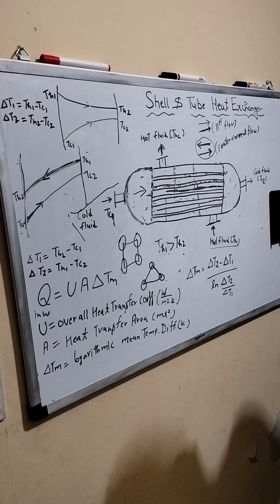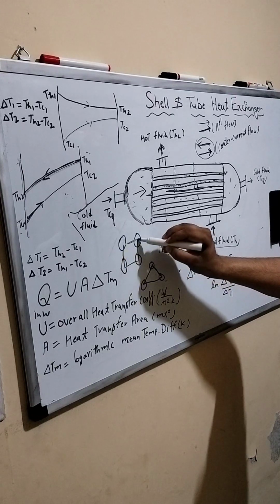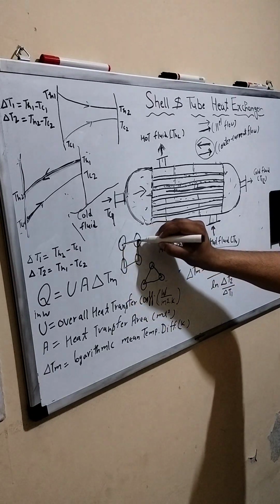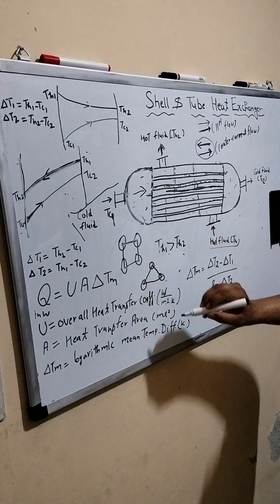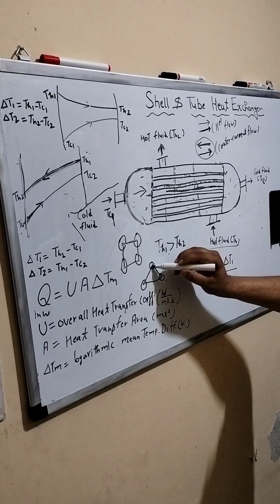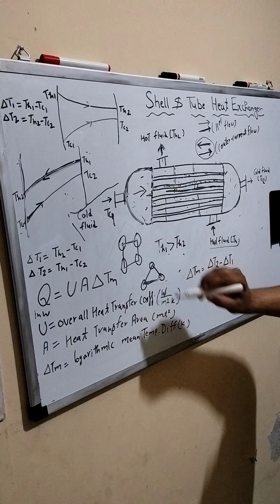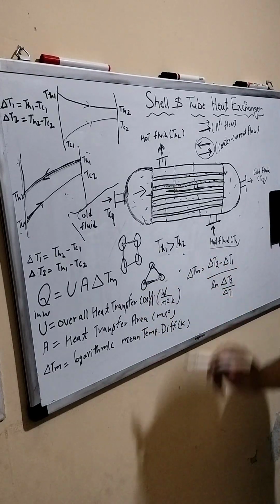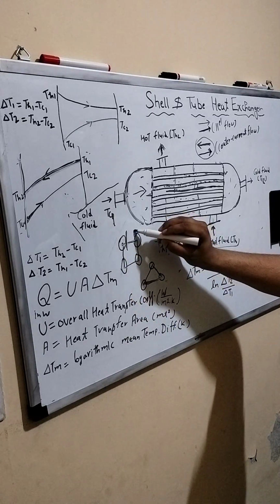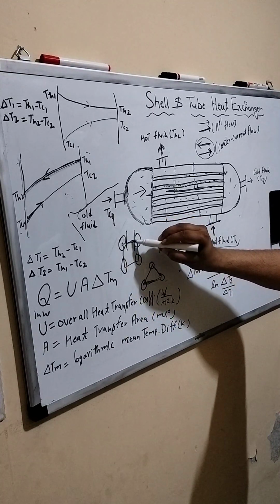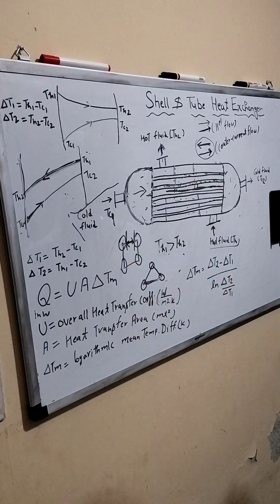Sometimes they ask what is the pitch. The center to center distance between two adjacent tubes is known as pitch. Suppose this center to center distance, it is the pitch. And another term is clearance. The distance between the surface of one tube and the surface of the adjacent tube is known as clearance.